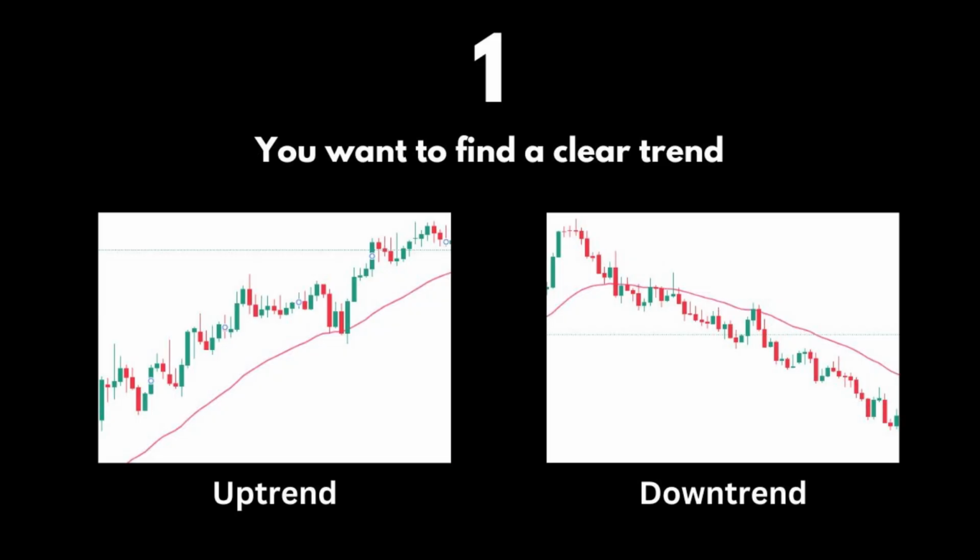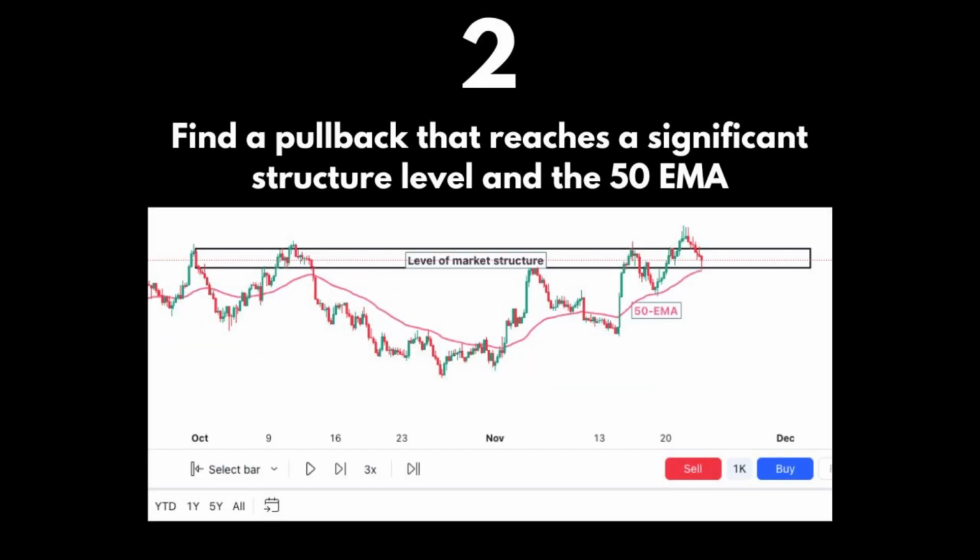And as I said earlier, the market needs to be in a clear trend. So you need to find higher highs and higher lows for an uptrend, or lower highs and lower lows for a downtrend. Next, you want to find a pullback that reaches a significant structure level or a level of support and resistance, and it needs to be close to the 50 EMA.